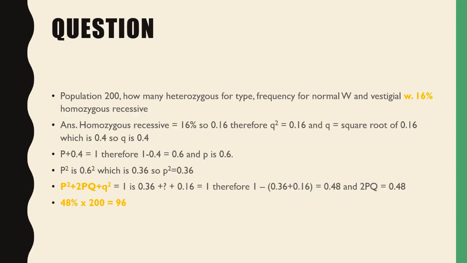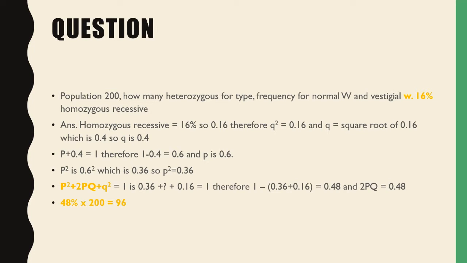So if we go into a question such as: in a population size of 200, how many are heterozygous for the type that has a frequency for the normal capital W allele and the vestigial wing small w, with 16% of the population being homozygous recessive. There's quite a lot in that question, but we're going to go through it here. We know the homozygous recessive is 16%, which as a decimal can be expressed as 0.16. And we know that homozygous recessive is q squared. So q squared is 0.16.